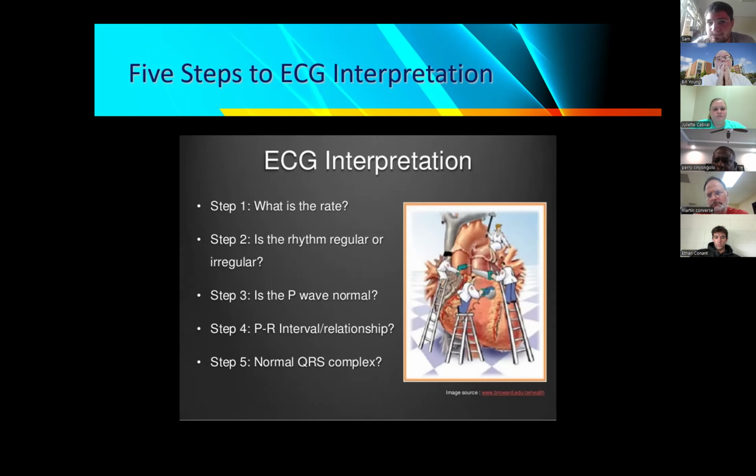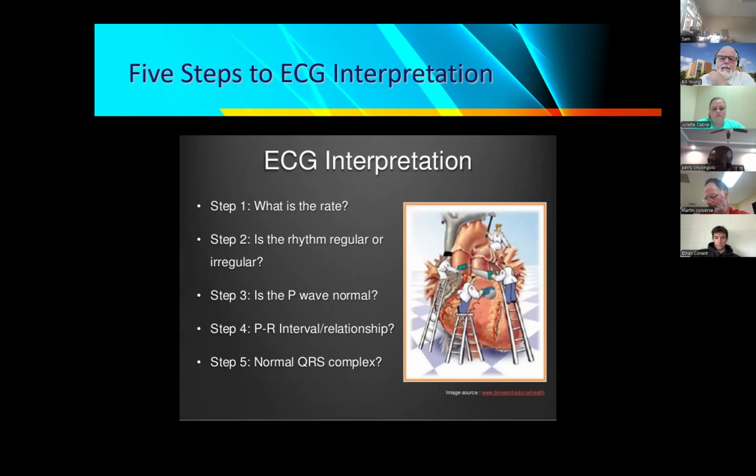But again, when that QRS gets wider than 0.12, that tells us that the impulse is most likely coming from the ventricles because the conduction pathway is all messed up, okay?